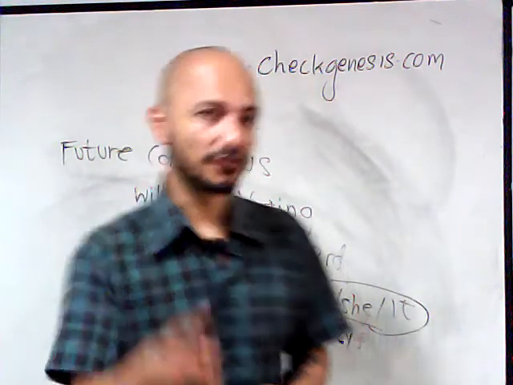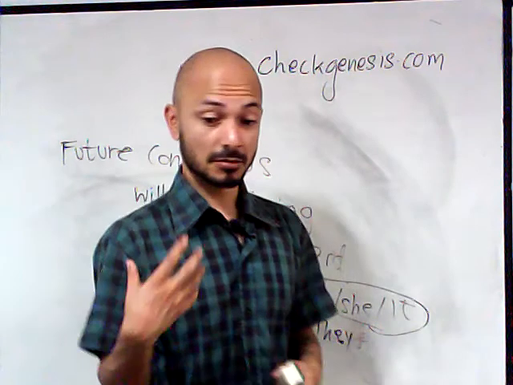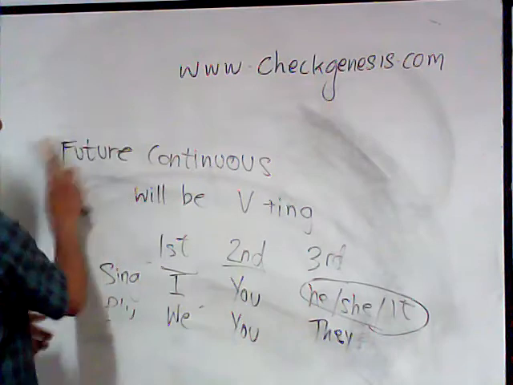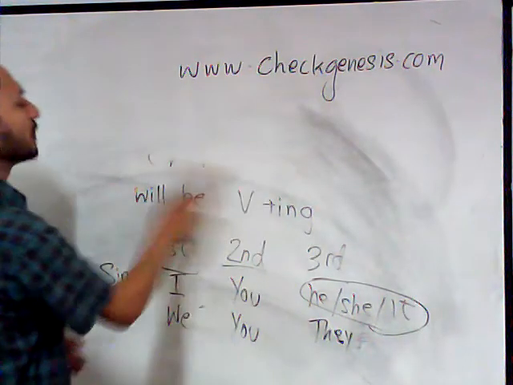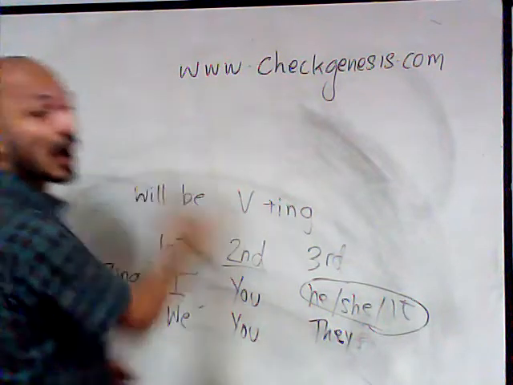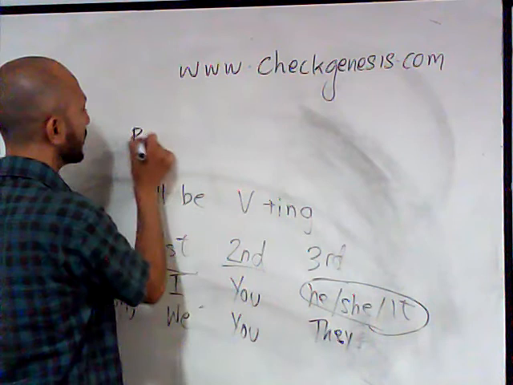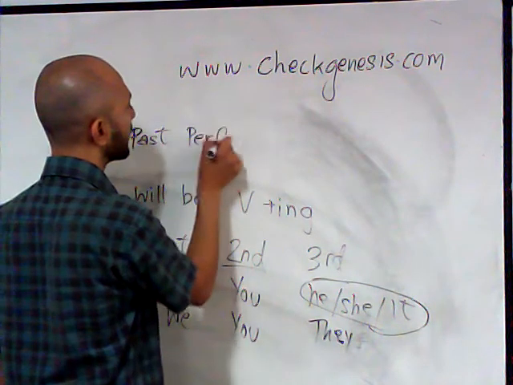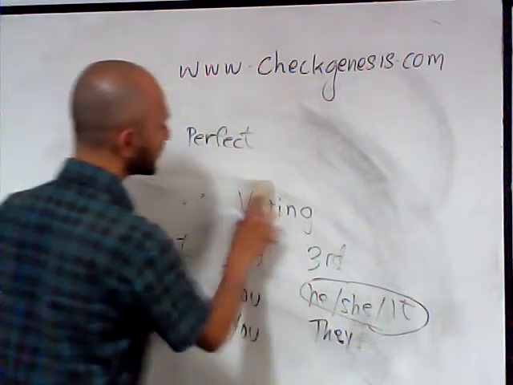Now we come to the tough ones, the perfect tenses. This is where people make the most mistakes. So we have a quick run through of the perfect tenses and try to explain it in terms of how they are used. So we come to the past perfect first, and the form of the past perfect.